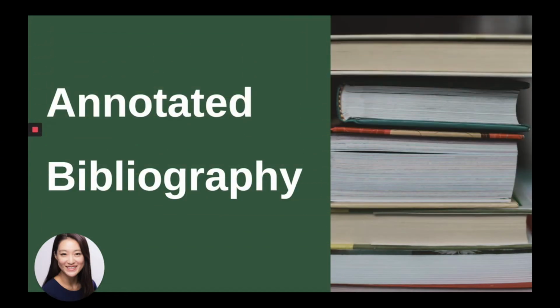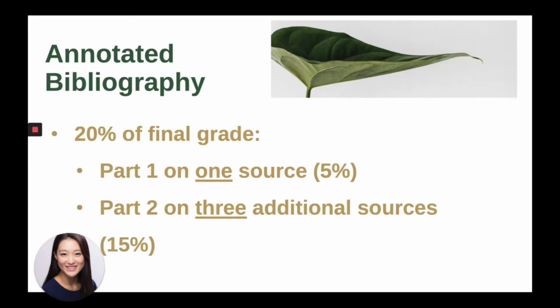This video will explain the Annotated Bibliography assignment. An in-depth instruction sheet is available on Blackboard, so please be sure to read the document thoroughly. The Annotated Bibliography is worth 20% of your final grade, but it's broken up into two parts.